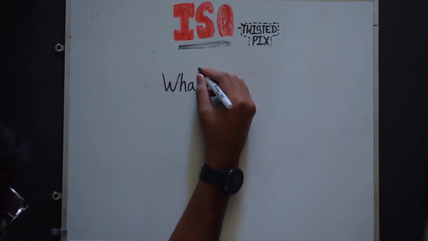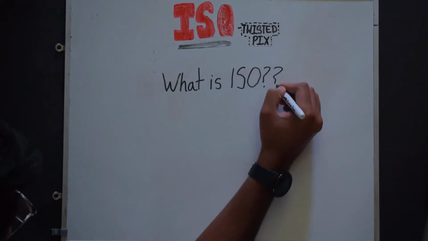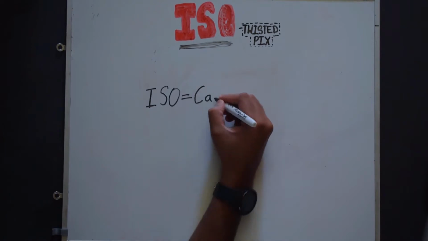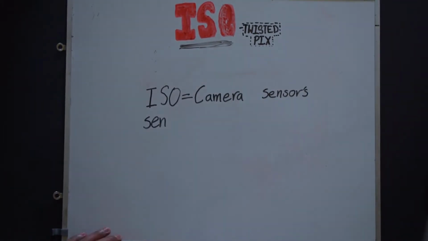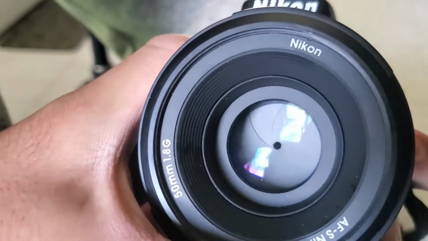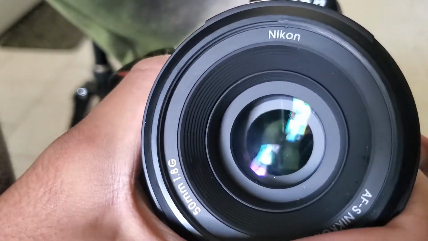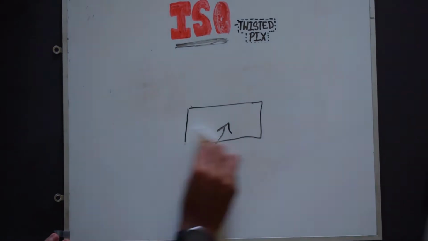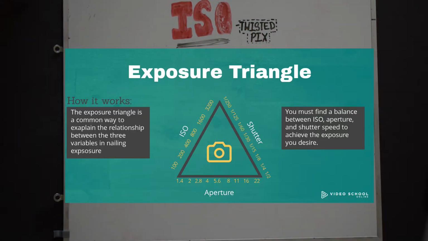ISO is a common term used in photography. Let's start with the basics. What is ISO? ISO is your camera sensor's sensitivity to light. As a recap, light travels through your aperture, past the shutter, and into your camera sensor. ISO is a way of digitally increasing or decreasing your exposure.